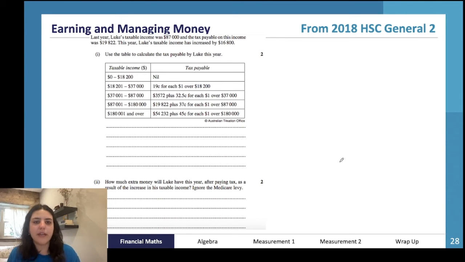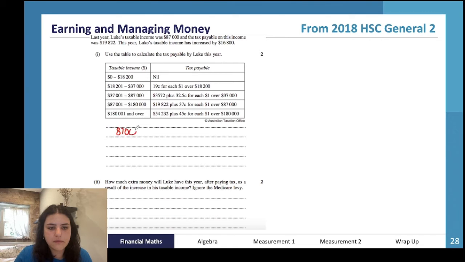Okay, here's another one of our questions. Last year, Luke's taxable income was $87,000 and the tax payable on this income was $19,822. This year, Luke's taxable income has increased by $16,800. Use the table to calculate the tax payable by Luke this year. Okay, so we need to do 87,000 plus his new increase, which is 16,800.